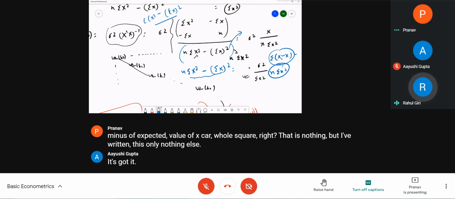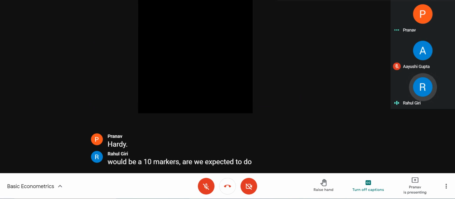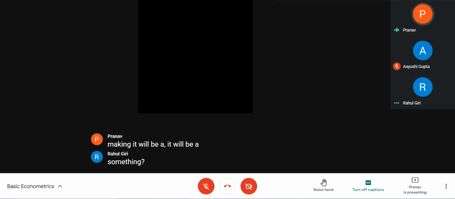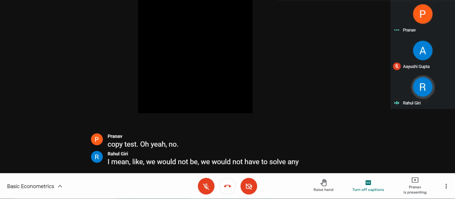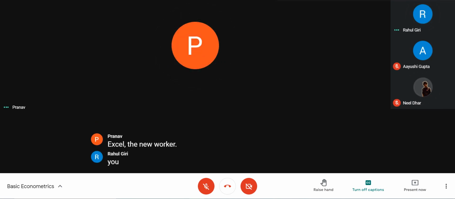Sir, just another question. When you say there would be a 10 marker, are we expected to do something on Excel or R? Would it be an IT exercise? It will be a pen and copy test. We would not have to solve any regression on Excel? No, nothing on Excel. But you have to solve 10 questions manually.